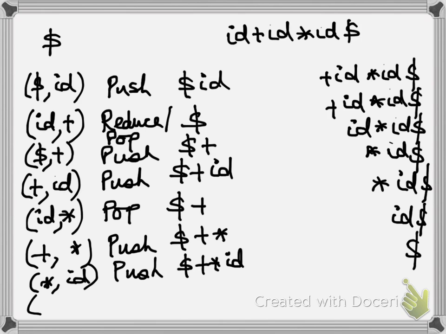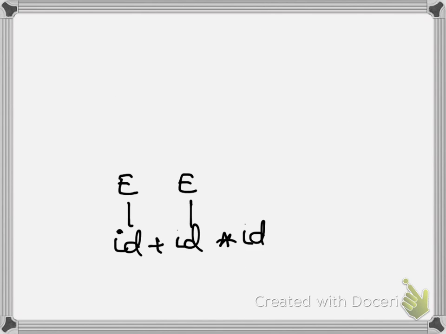Now I have ID dollar. So ID is greater than dollar, so pop. So I have dollar plus star. So we have done one more reduction, this E.